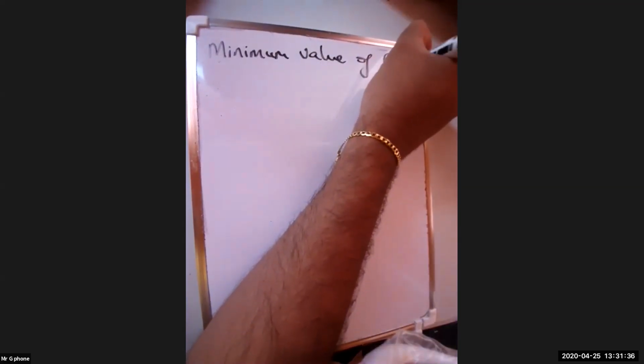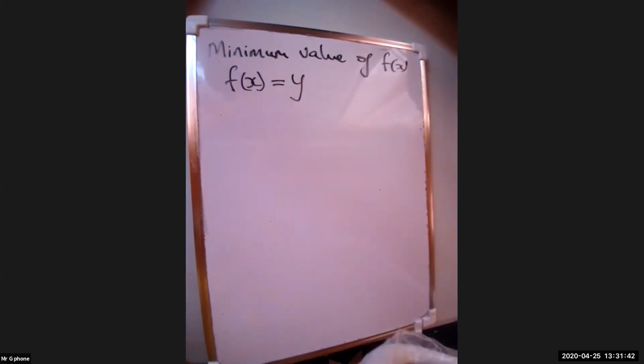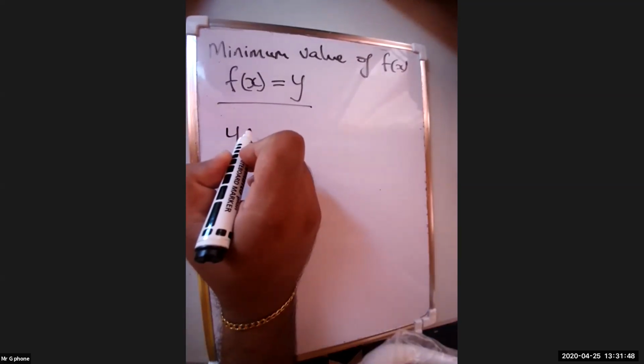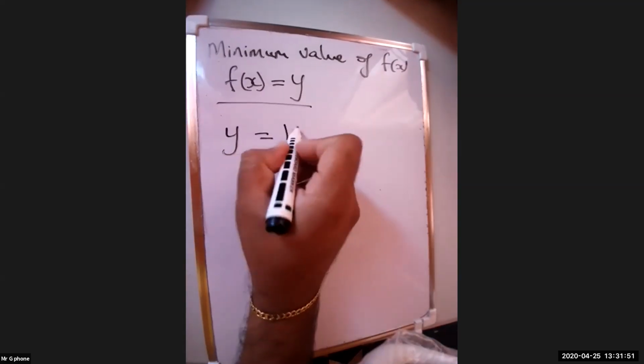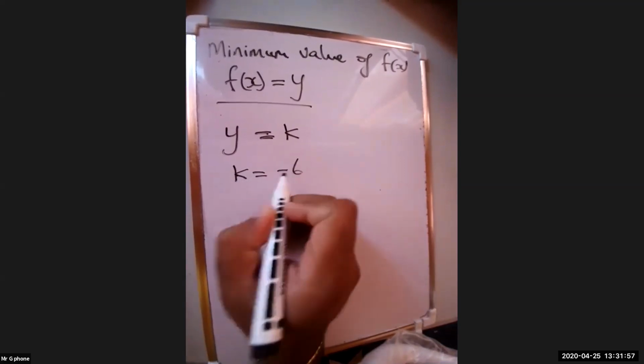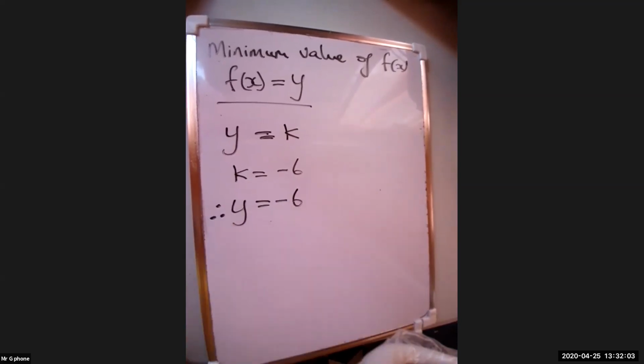So the next part of the question, it says to state the minimum value of f of x. So the minimum value of f of x. Okay, and remember I told you that f of x, when we did functions, is the same as y. So they are asking us for the y value, and remember I told you just now that y is equal to k. Remember I told you all that? And k was equal to -6 just now. So that means, well, therefore y is equal to -6. Any questions there?